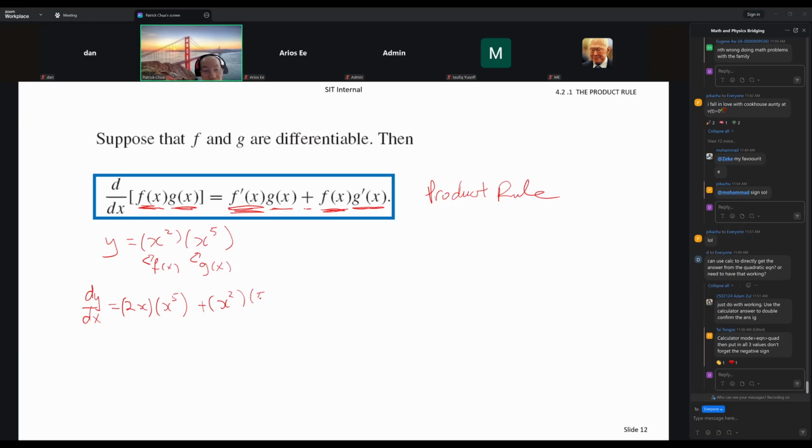It is 5x4. Now you clean it up. You get 2x6 using the rules for indices or exponents, plus 5x6 using the rules for exponents. So you are using rules under this product rule. So you get 7x6. It's the same answer, the same answer as if you just use the power rule in your previous slide. Same answer. Right.